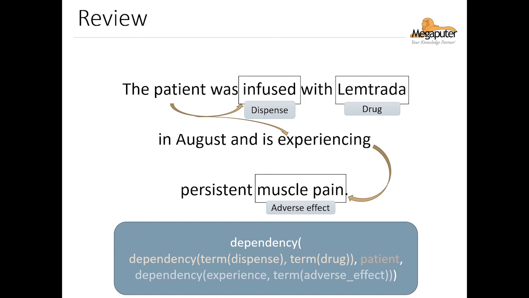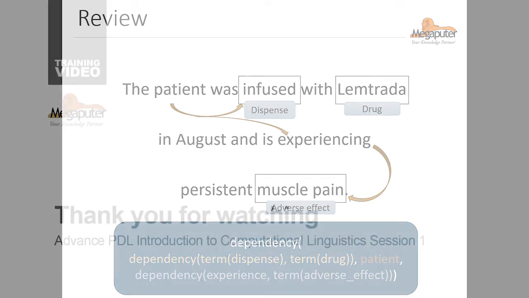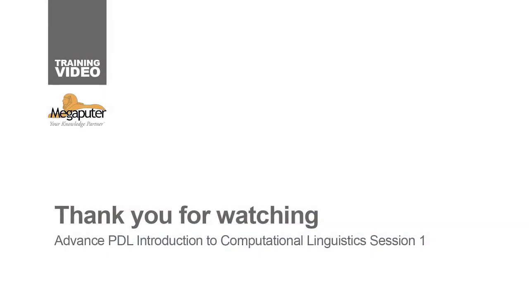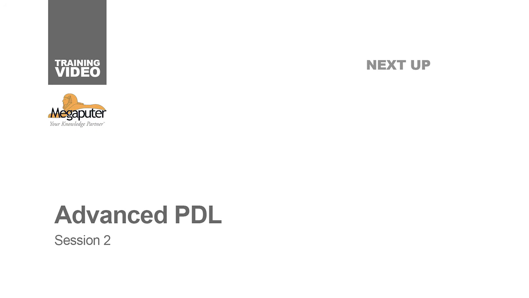So, by understanding how language works and its underlying concepts, we can target our queries like this, which gives us the power to get the specific information we need out of our data. And furthermore, this method is completely customizable and easily adaptable to new data sets or objectives. So that wraps up our introduction to computational linguistics. For the next topic, we'll be covering the use of advanced PDL operators so that you can construct more sophisticated queries.